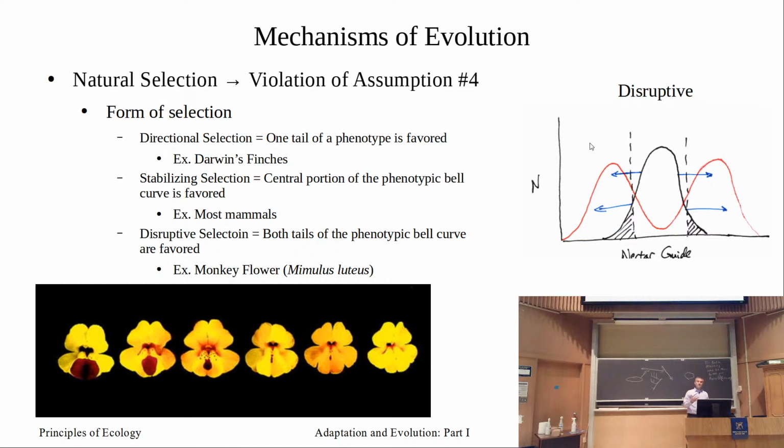All right? And it's actually somewhat hard to show. But we do have some examples of disruptive selection occurring. One of them is in the monkey flower, Mimulus luteus. All right, so the monkey flower, this is kind of an illustration of it, has a range. And a paper came out that looked at this type of selection. So the flowers themselves can be large or they can be small.